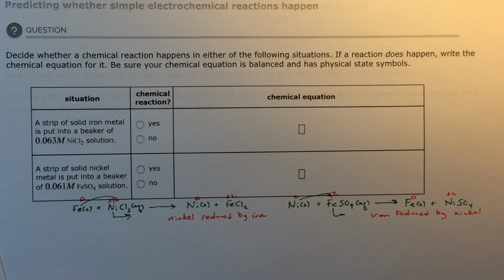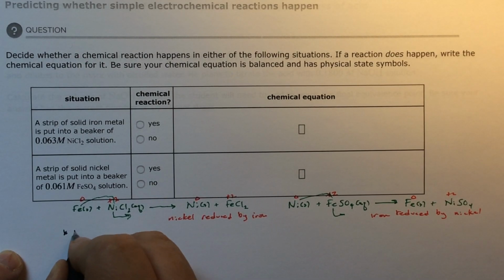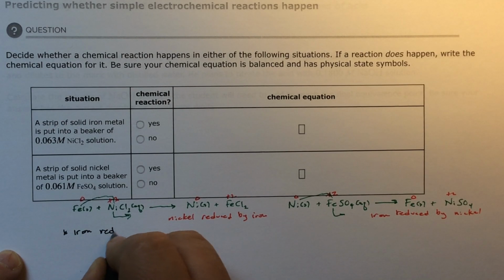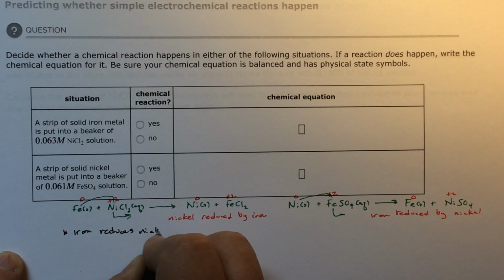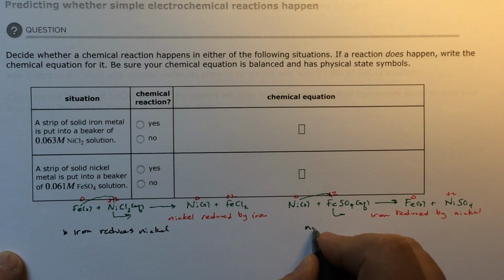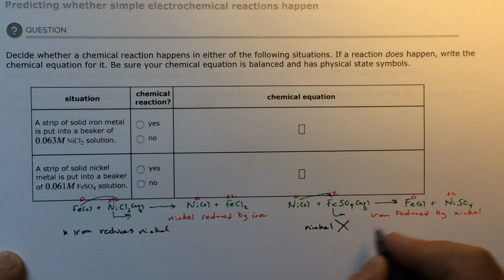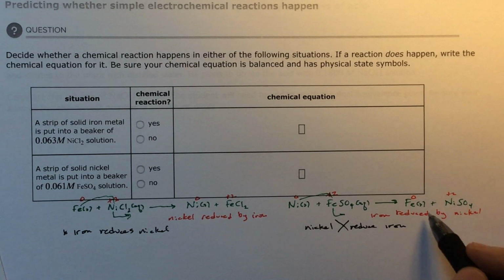Okay, now just because I write it down doesn't mean it happens. So in reality, only the things higher on the activity list can reduce something lower. And iron is higher on the activity series than nickel. That means iron can reduce. In reality, iron reduces nickel. Nickel does not reduce iron. Okay? So this one cannot happen.